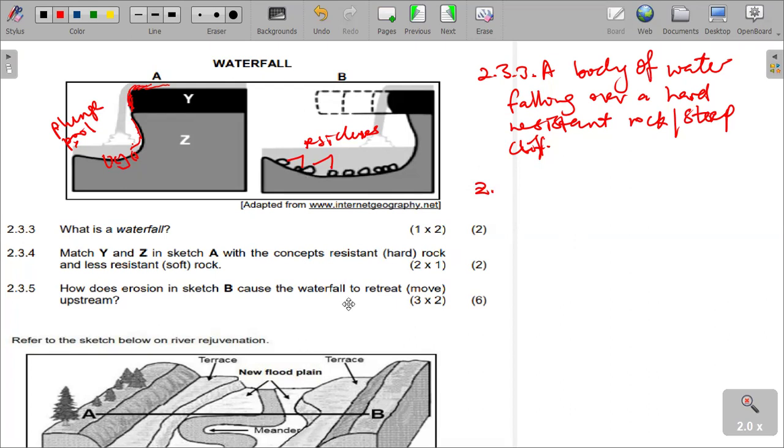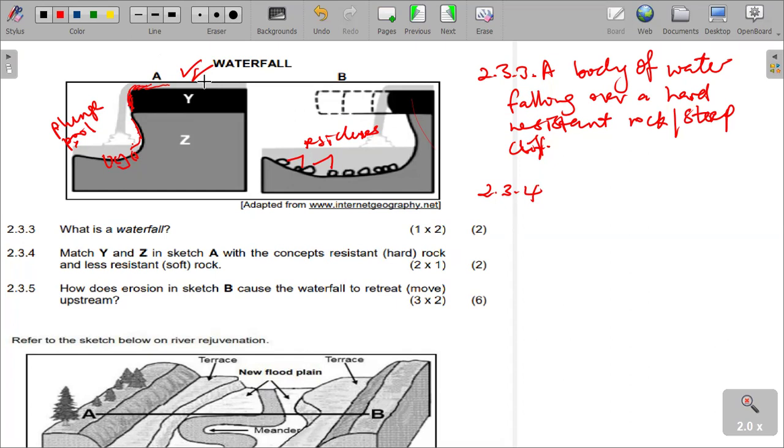Question 2.3.4. What's the question saying? Match Y and Z in sketch A with the concept resistant. We are referring to this sketch A. Match them with the concept resistant rock and less resistant soft rock.